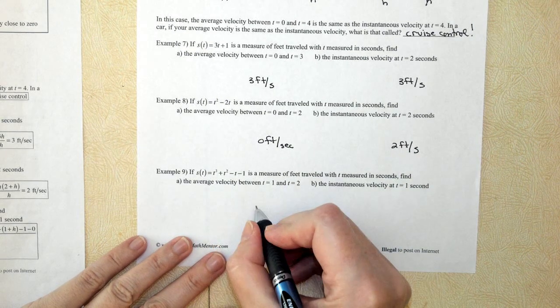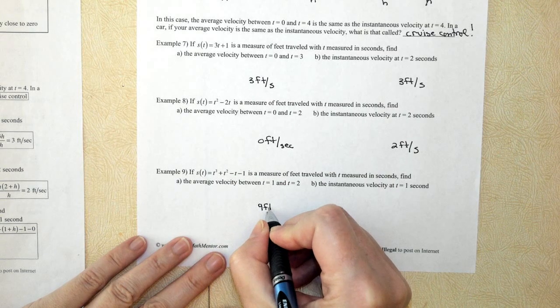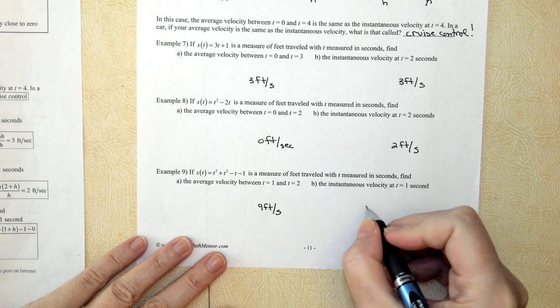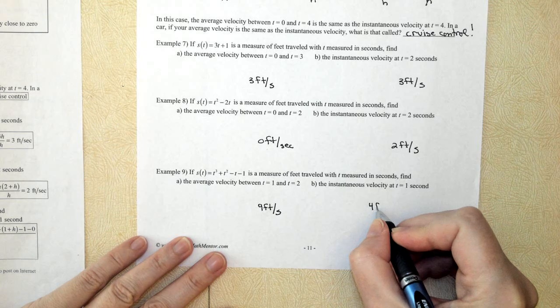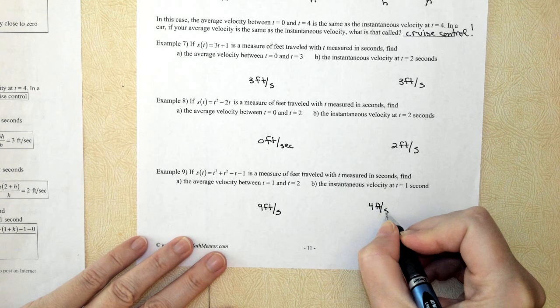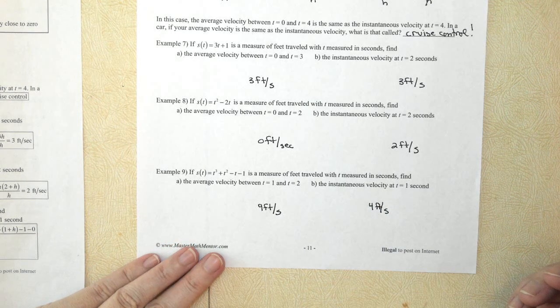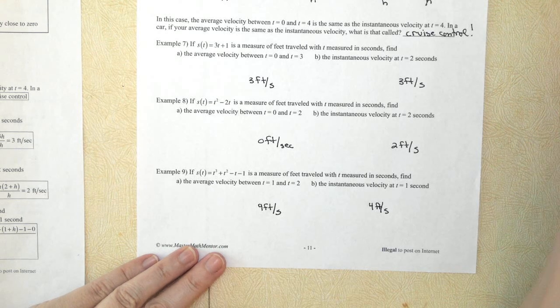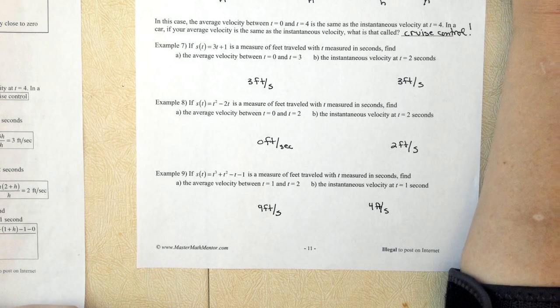Average is 9 feet per second, and then we have 4 feet per second. So you may want to give some of these a try just to make sure that you're getting the right answers. Okay, best of luck working on your instantaneous and average velocity problems.